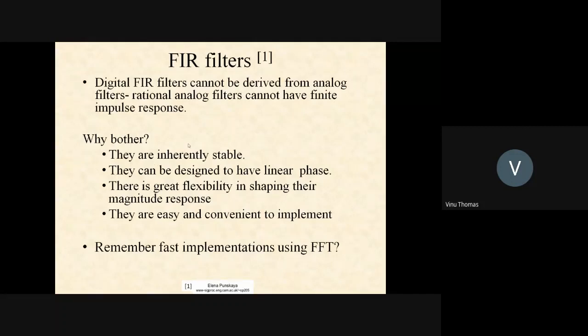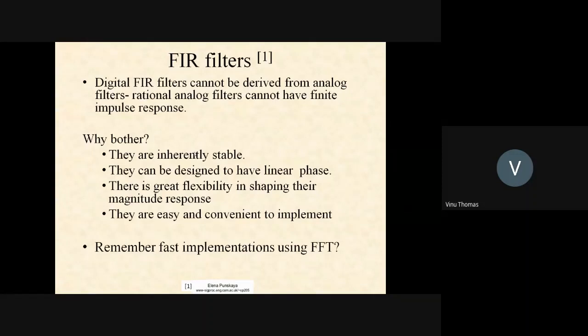So the stability is inbuilt. You don't have to bother about making stable FIR filters. When you design an FIR filter, it is automatically stable. The second important advantage is that they can be designed to have linear phase.